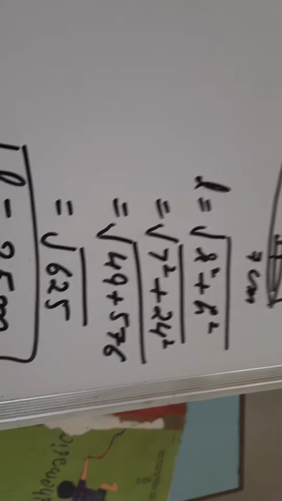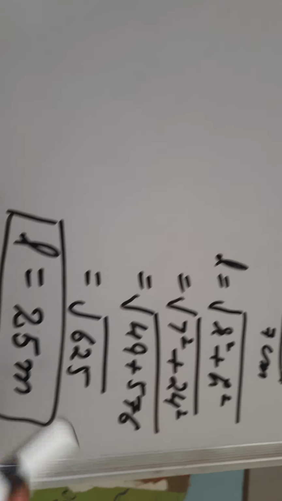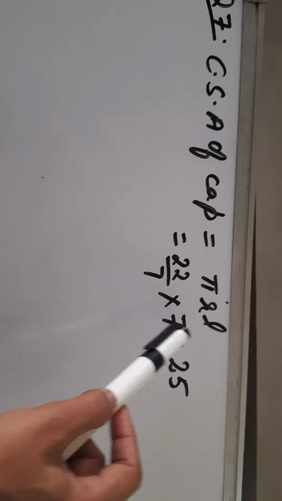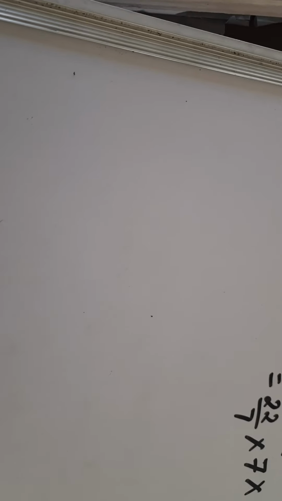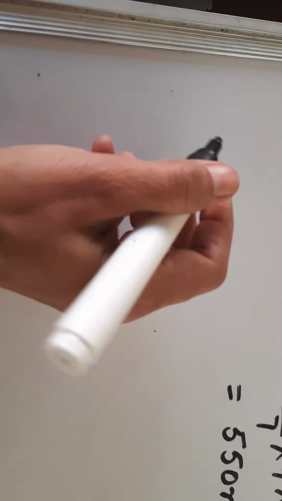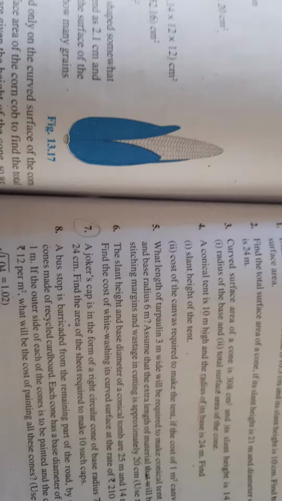Now by putting the values, you will get their sum as 625, which is the square of 25. So L will be 25. So by putting the values, pi 22 by 7 into radius into slant height, we will get the surface area of the cap as 550 meters square, right? But we need to find out the area of the sheet required to make 10 caps.